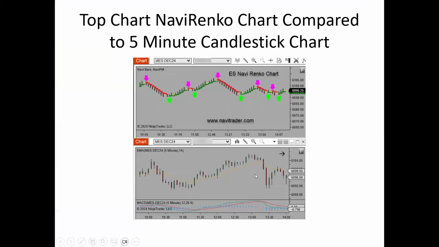A lot of people have indicators, but all right, here's an example of our Trendicator charts. You can see the screen on top is our NaviRinko charts. The bottom chart is just a candlestick chart. So just decide which chart you think would be easier to trade with.